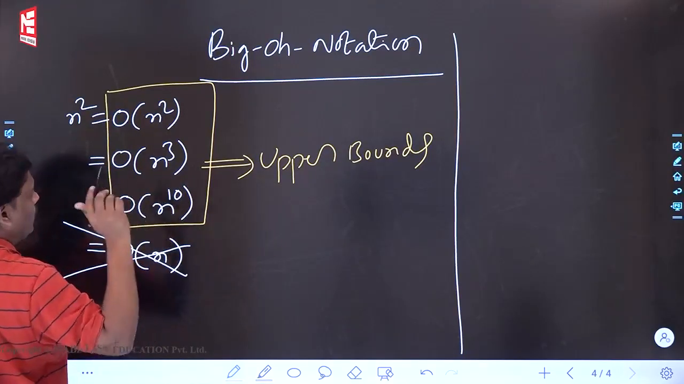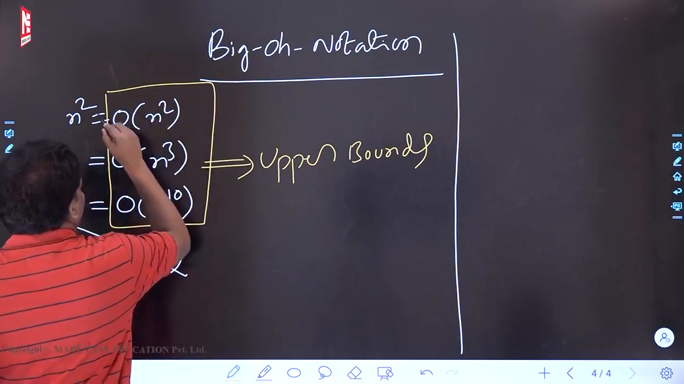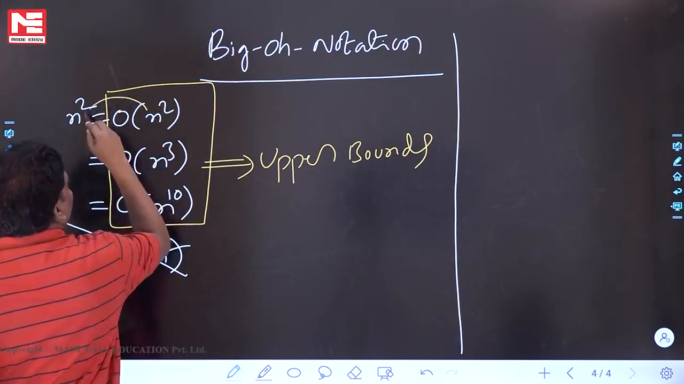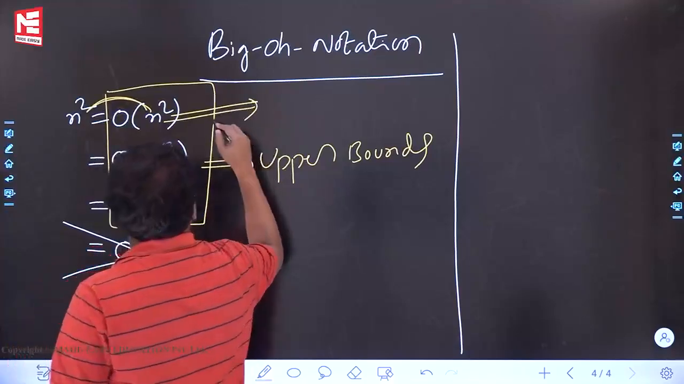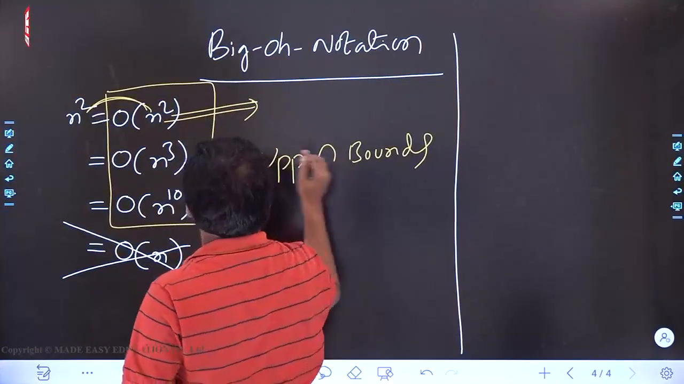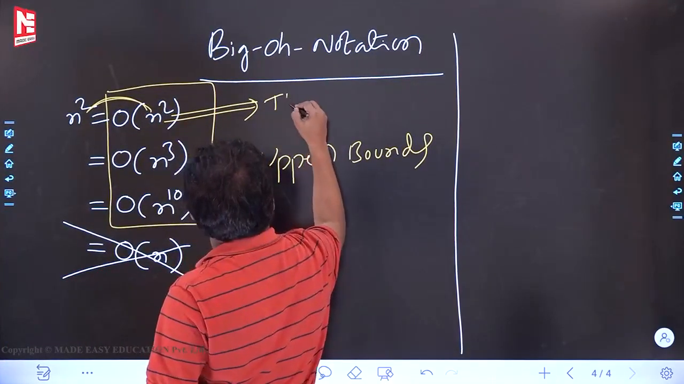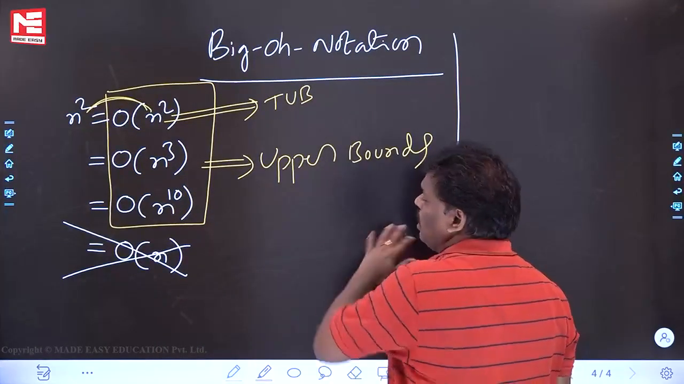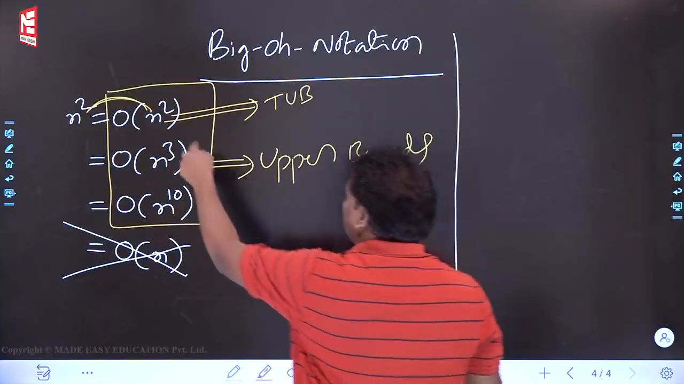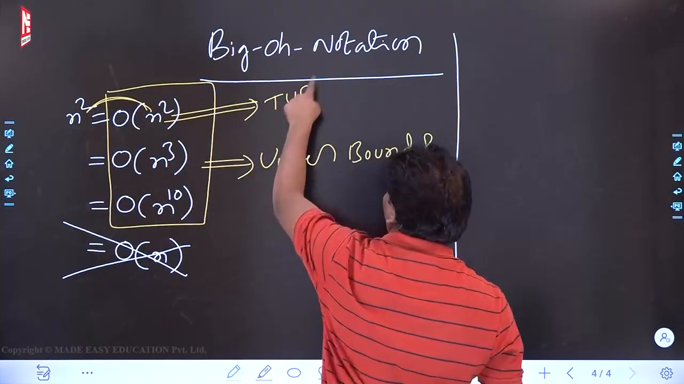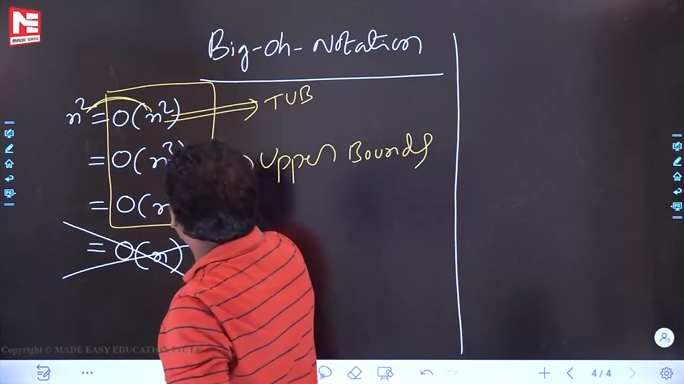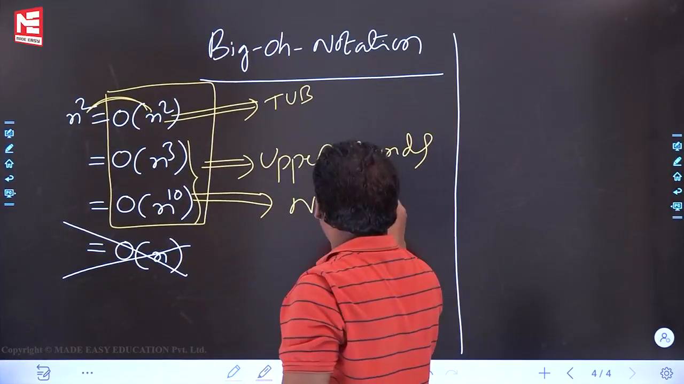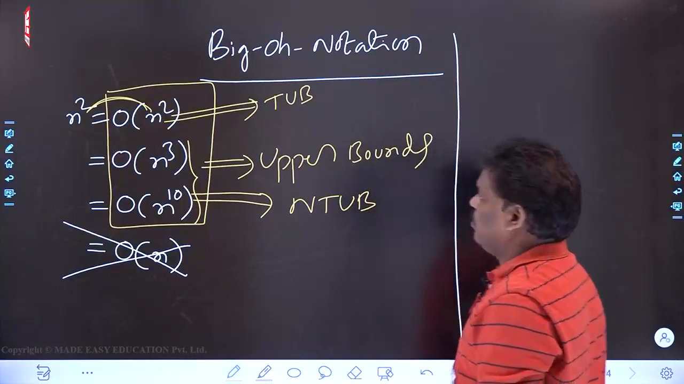See this one. The equal function, upper bound only, that is okay. Both are equal. These all are called upper bounds. This one is known as the tightest upper bound. Greater or equal, all are called upper bounds, that's okay. But equal ones are called the tightest upper bound. Next, these are upper bounds but not tight. So these two are not tightest upper bounds.